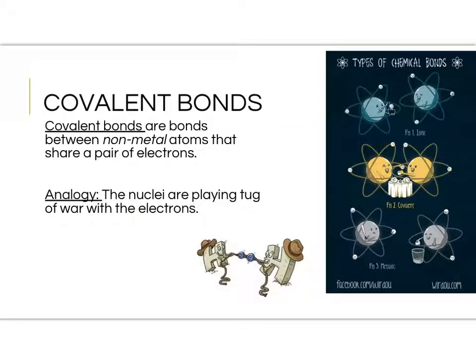So to summarize a covalent bond, remember these are between two non-metal atoms and they share a pair of electrons. An analogy we can use for this is that they're playing tug of war with the electrons, and I think this image here with the hydrogens with the cowboy hats on does a really good job of demonstrating that and showing that they both are holding on to that rope, they're both pulling on those pair of electrons, and that is the analogy of the two nuclei of the atoms involved in the bond pulling on those pair of electrons.